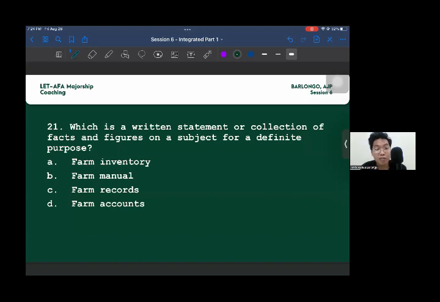Kapag hindi matatapos sa session na ito yung items na 75, i-include ko na lang siya sa fisheries kasi medyo mabilis lang yung fisheries. I think less than 4 hours. So we can use the spare time ng fisheries para i-discuss yung other concepts that are here sa integrated na part.